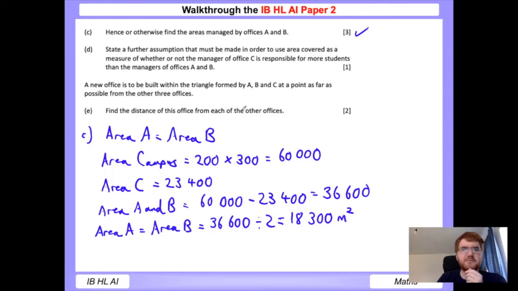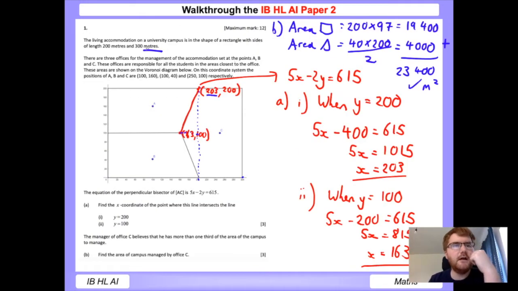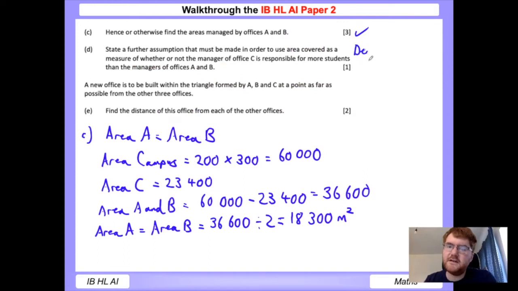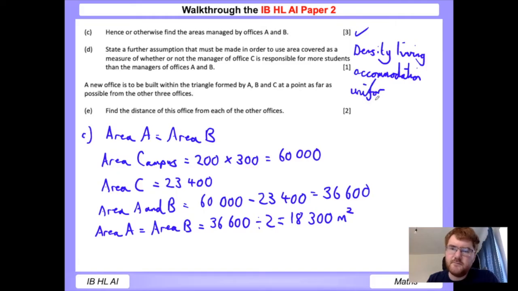And D states a further assumption must be made in order to use area covered as a measure of whether or not the manager of office C is responsible for more students than the managers of office A and B. So let's look at the context of the question. This is a living accommodation. So what they've assumed here is that the density of students, or density of living accommodation, is uniform. So what I mean by uniform is they're equally distributed. Be interesting to see what the mark scheme says. I would say uniform, or right, equally distributed. I think both would be fine there. So that's part D. So yeah, there's an even spread essentially of students across the campus.